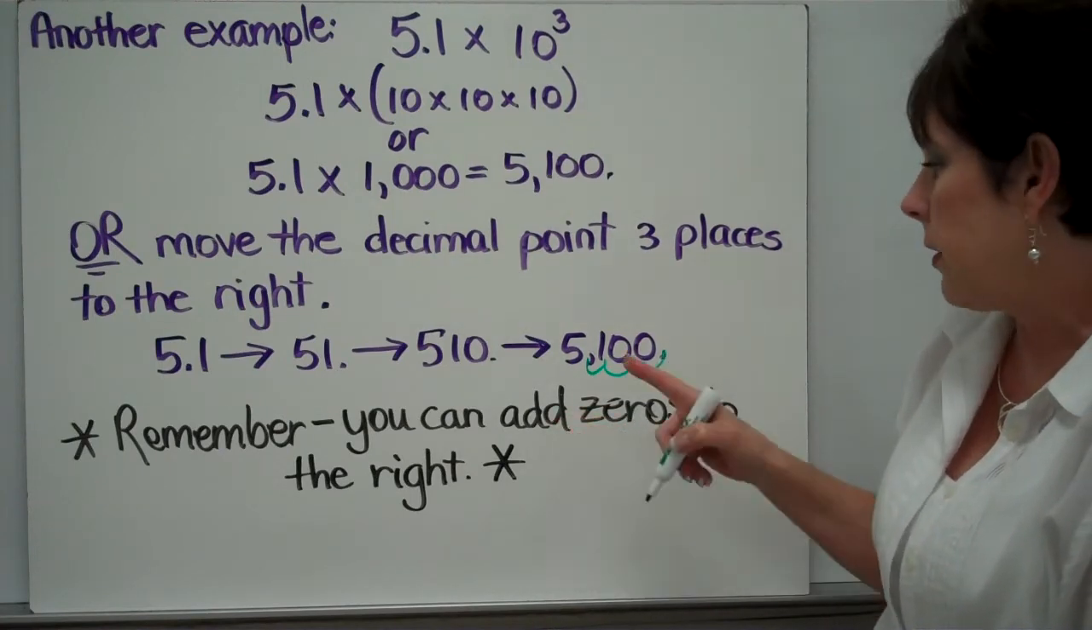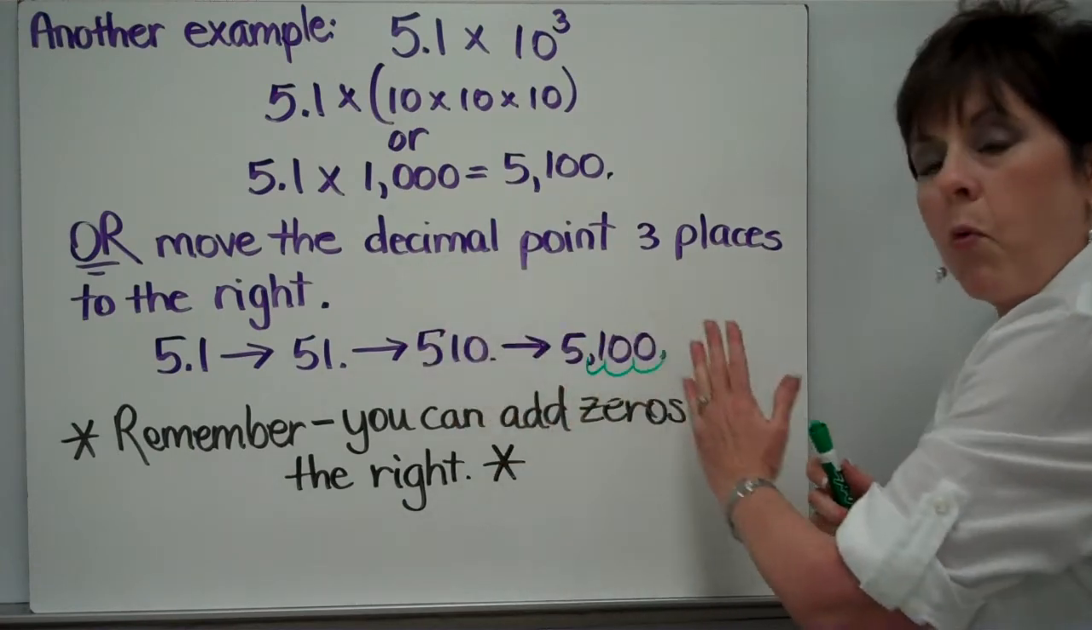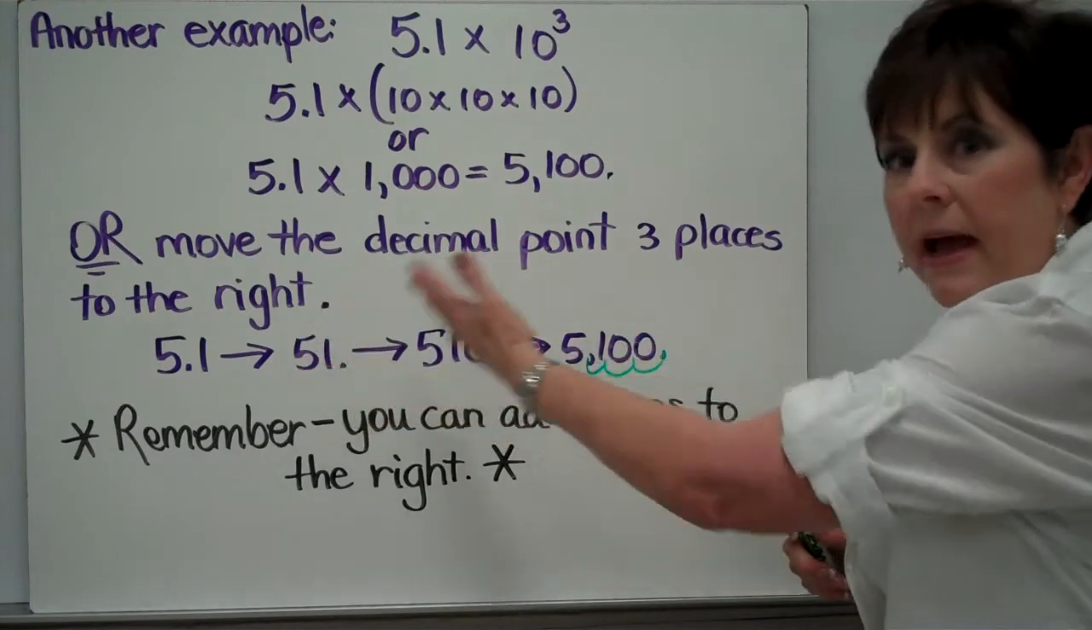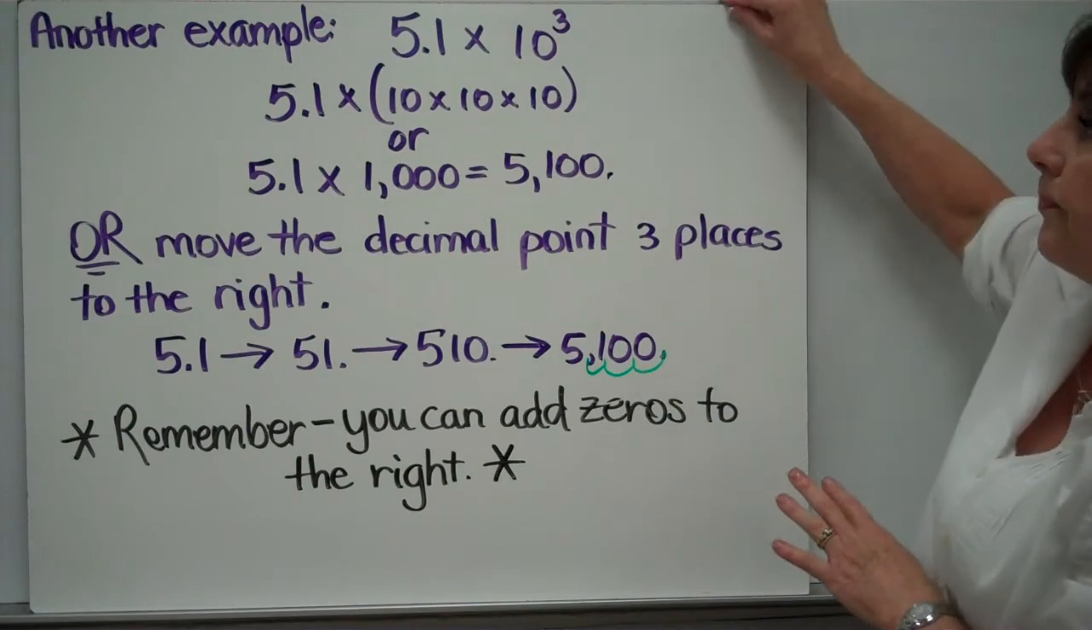Remember, super important, you can always add zeros to the right if you need more place value. Don't add them to the left, add them to the right when you multiply.